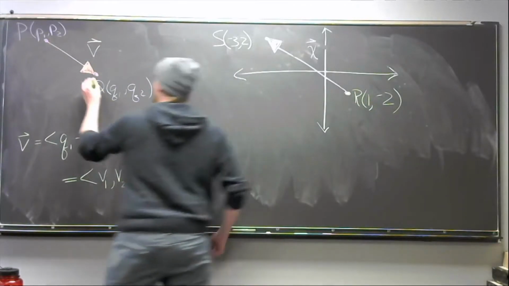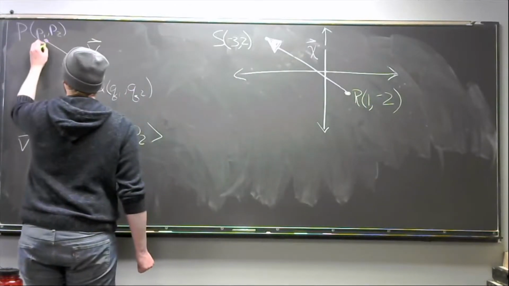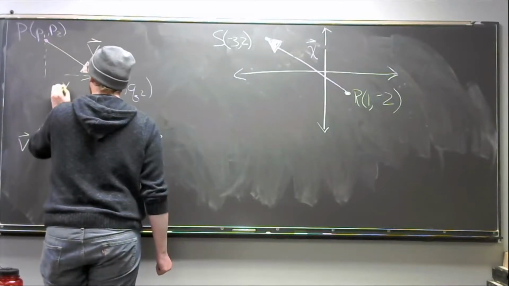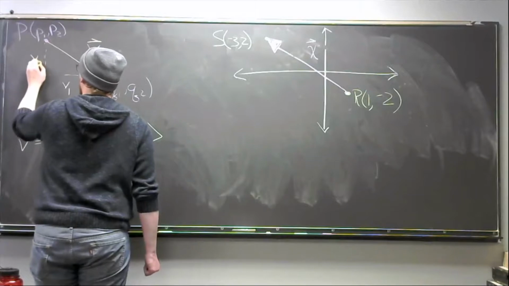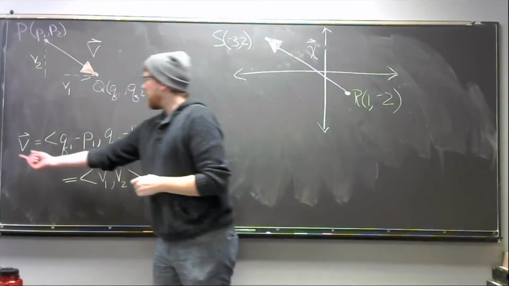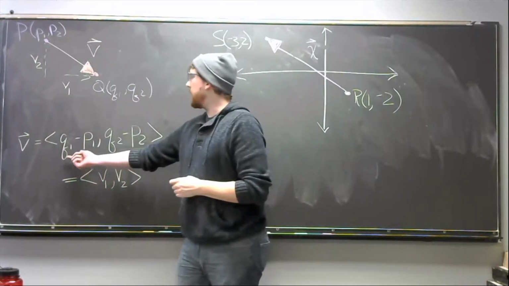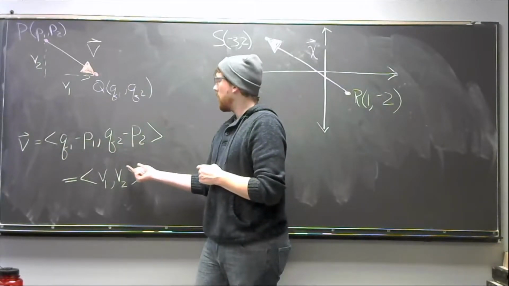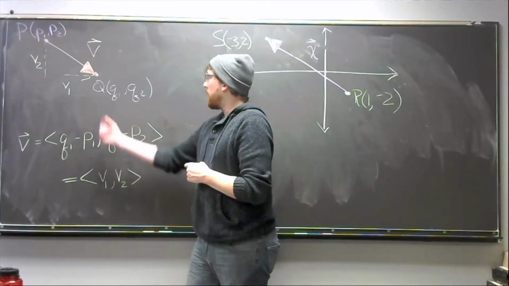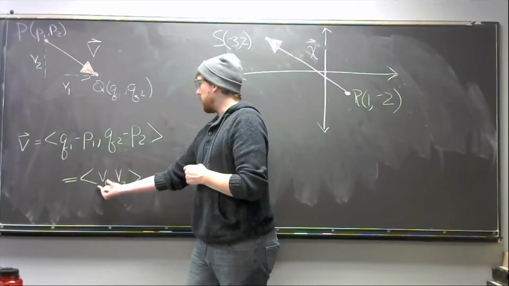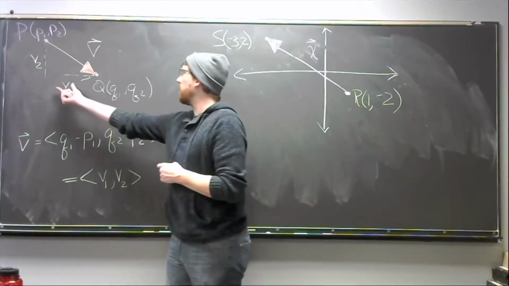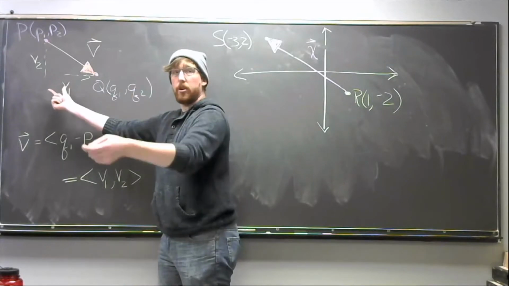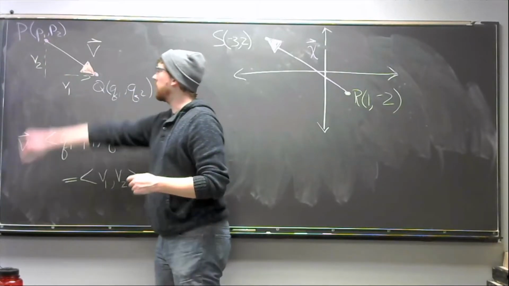So what I am saying is the vector v, because it's equal to the difference in our components, we can say that the vector v is equal to v1, v2, where v1 is the length in the x direction, v2 is the length in the y direction.